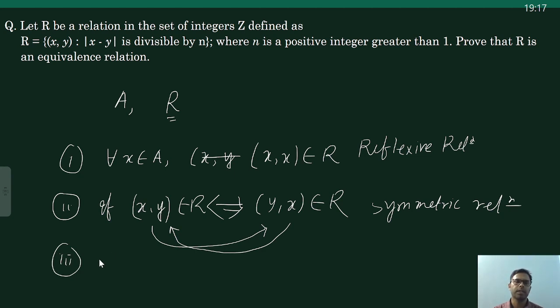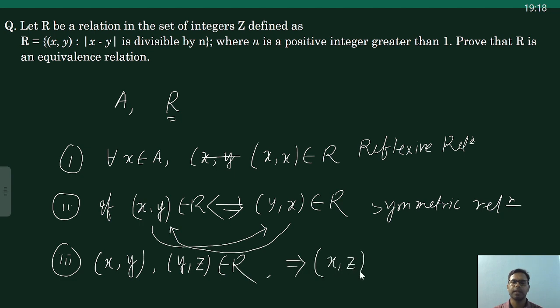Transitive, how was it? This time we need two ordered pairs of this type: (x, y) and (y, z). In that case we should search for the ordered pair (x, z). This is also in R or not. If (x, y) and (y, z) belong to R, and if we obtain that the ordered pair (x, z) also belongs to R, then we say that the relation is transitive.